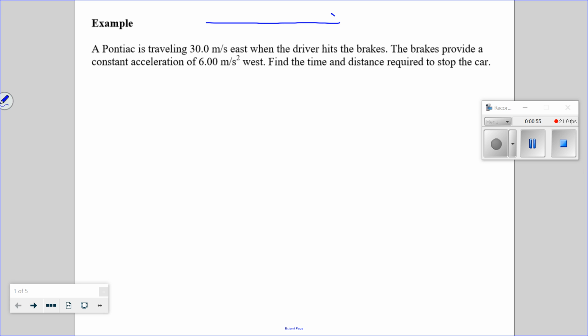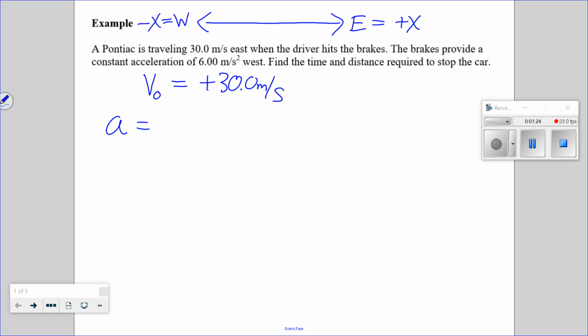We have to have a reference frame. So I would have east equal to plus x, and then my west is negative x. So we're getting our one-dimensional motion down. Okay, so I would actually call this v0 is plus 30 meters per second. I'll try to leave myself more space there. Okay, a constant acceleration, 6 meters per second squared, the rate of change in velocity.